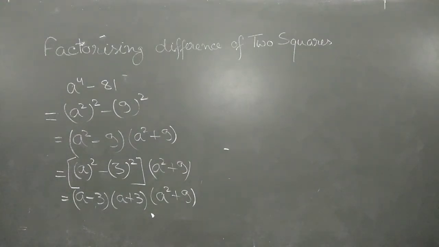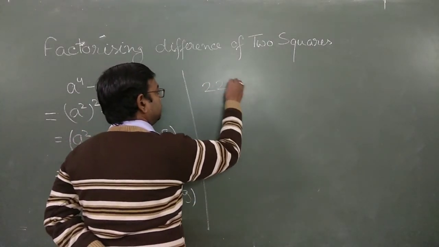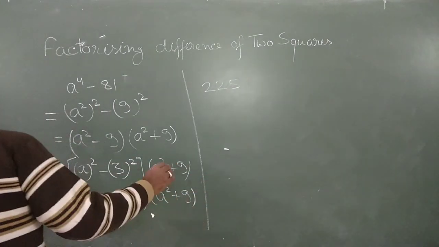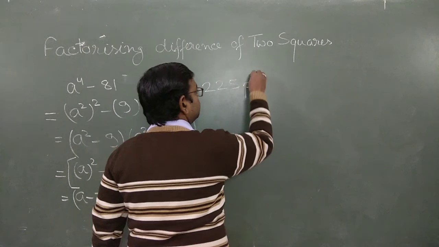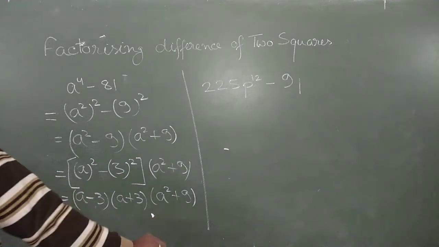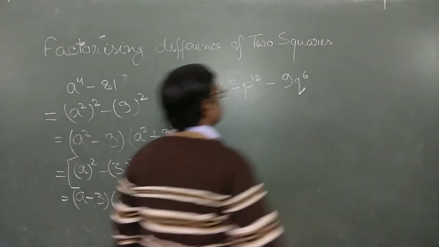Now next question is, I wish to solve one more question, that is the last question of this book, and end up today's video. And this question says that 225 p to the power 12, remember this one, and 9 q to the power 6. This one is 9 q to the power 6. So be careful.